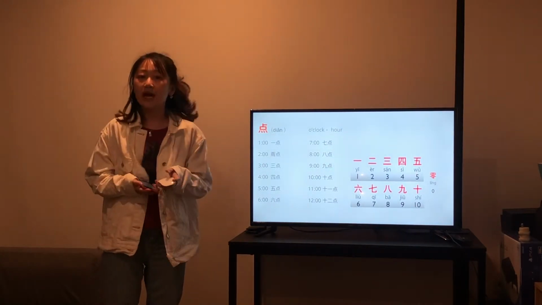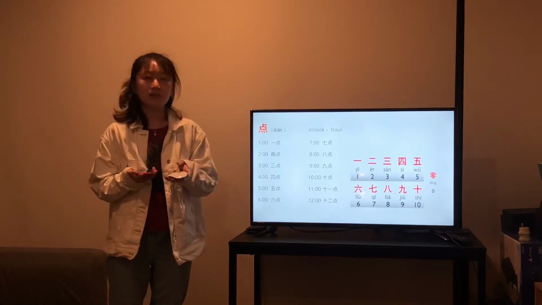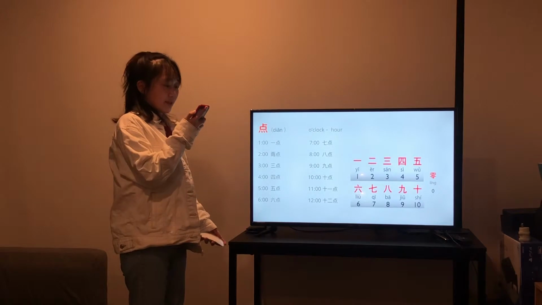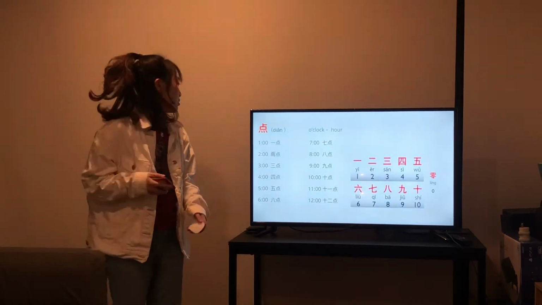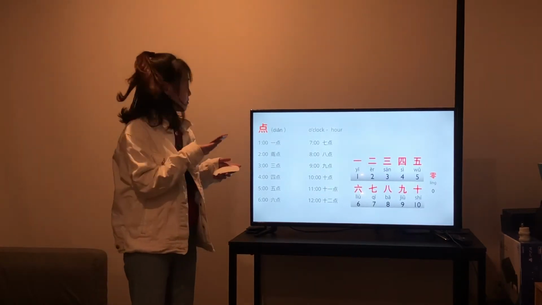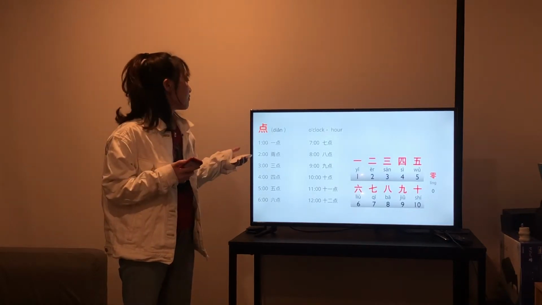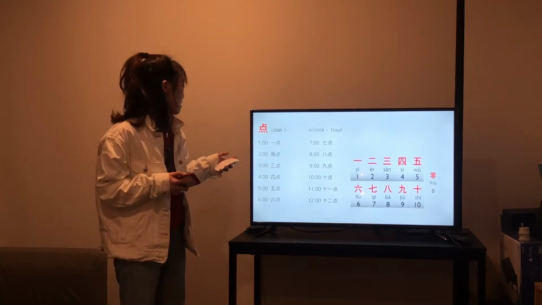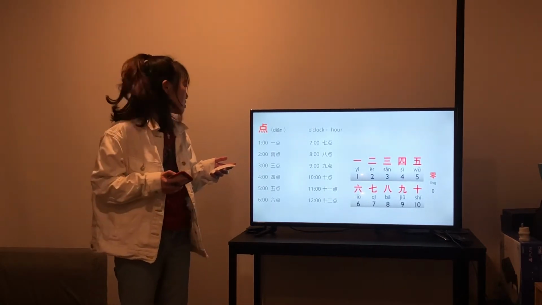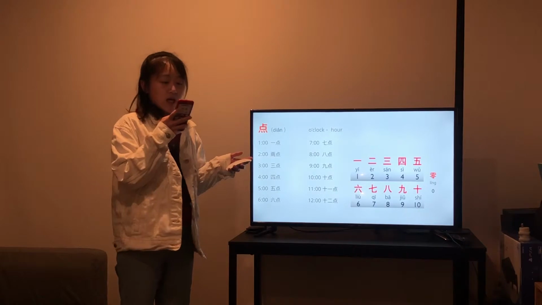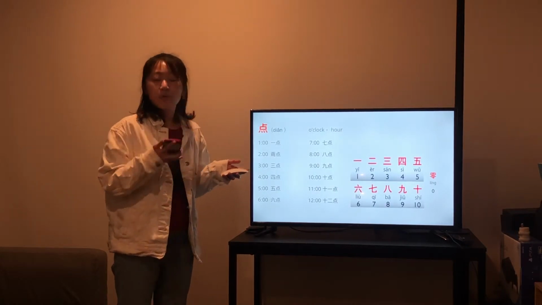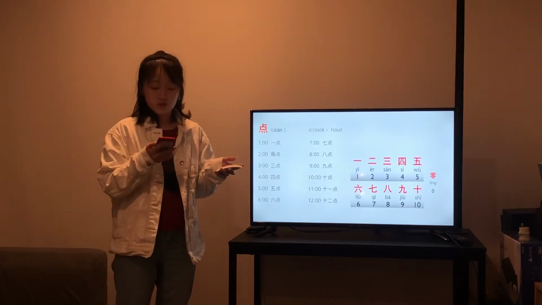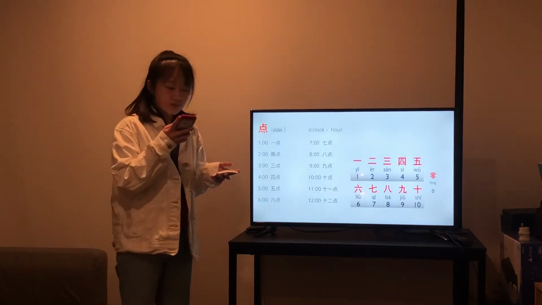Now, how are we going to answer about what time is it now? If it's only the hour, it's simple. They will say a number and 点. For example, 1点 for 1 o'clock, 2点 for 2 o'clock, 3点 for 3 o'clock. But pay attention, please. When you are using the number 2, you will generally say 两 instead of 二.